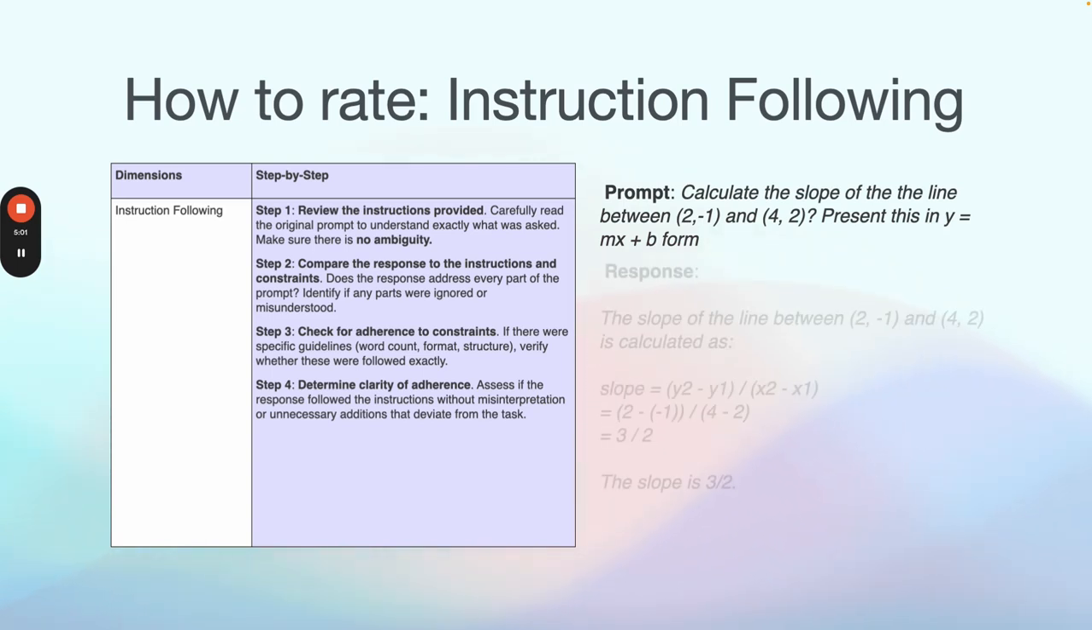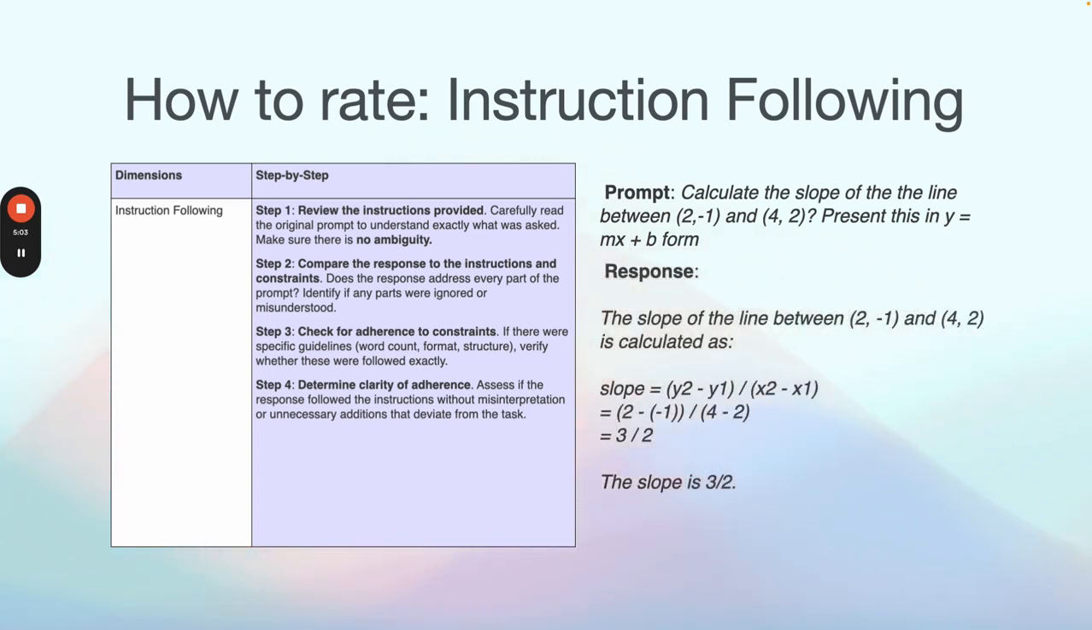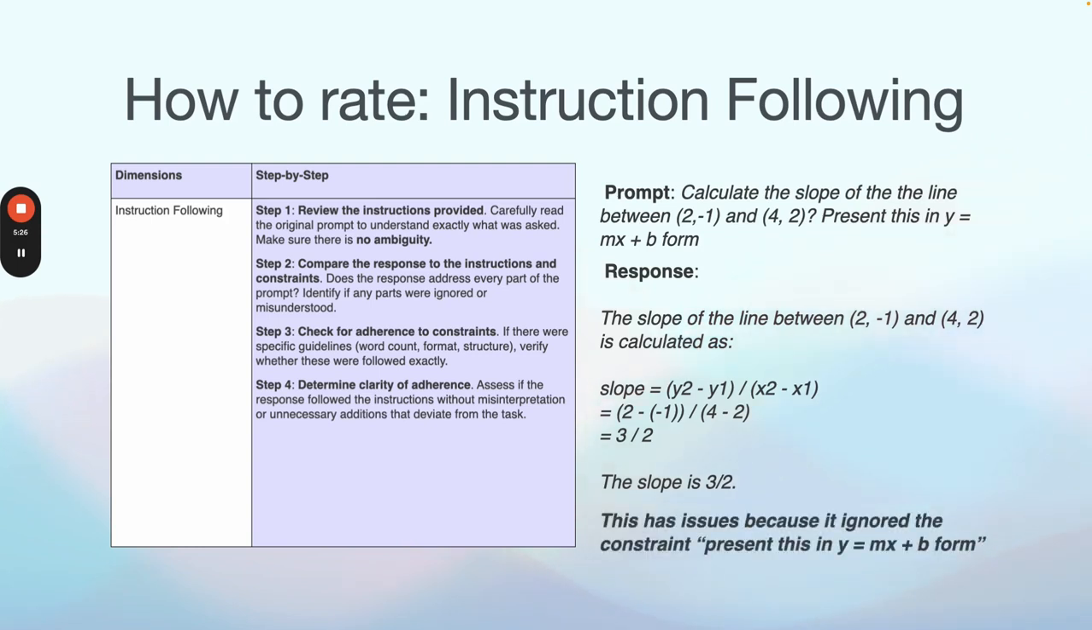Let's look at the model response. So the response calculates the slope. It goes through y2 minus y1 over x2 minus x1, calculates the slope correctly, but it didn't present it in y equals mx plus b form. So while it understood the prompt, it ignored step 3, the constraint, so how it should present its answer, and therefore it failed here as well. So this has instruction following issues.